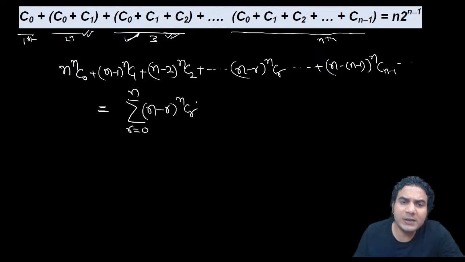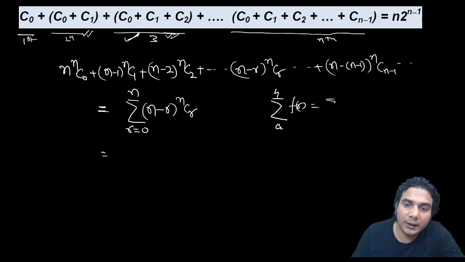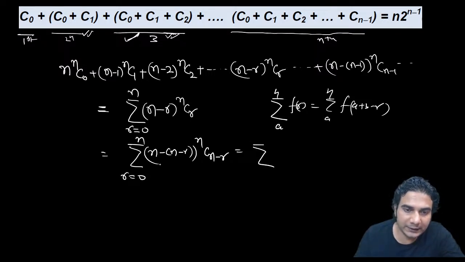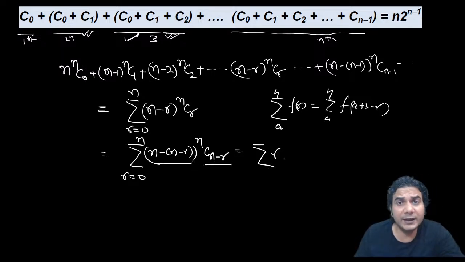That's very, very important. Obviously, you can distribute and put in the values, but if you apply the property, integral from a to b of f(r) is equal to integral of f(a plus b minus r), then this can be written as n minus r, nC(n minus r), r from 0 to n, since a plus b is n. Then further, this is nothing but r, and nC(n minus r) can be written as nCr again. So r from 0 to n.